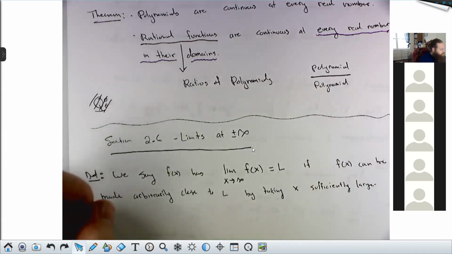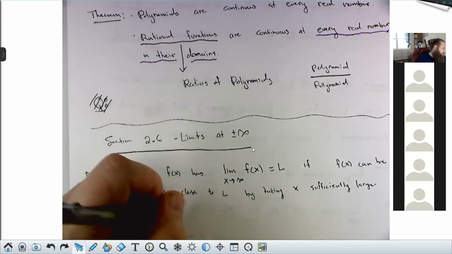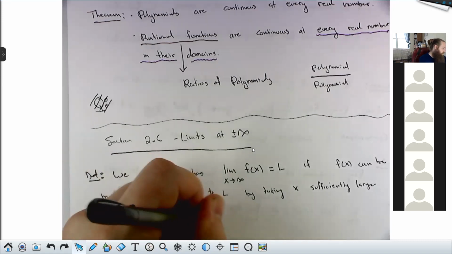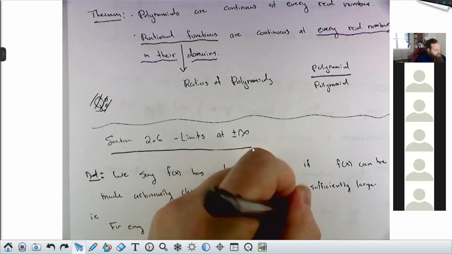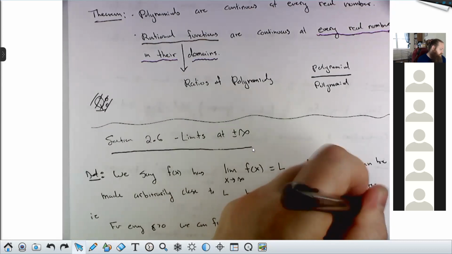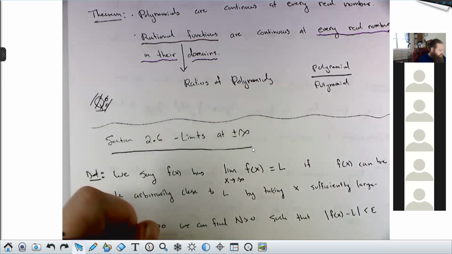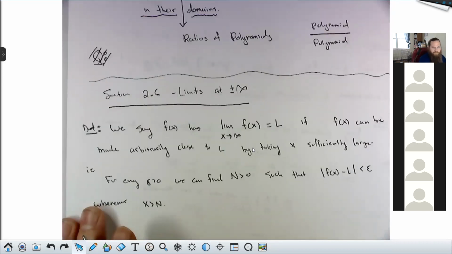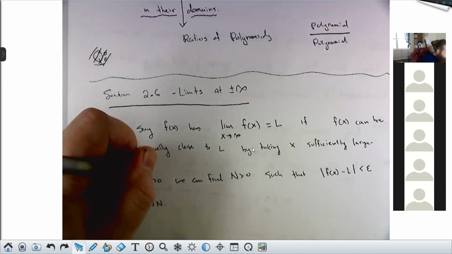The more rigorous definition would be: for every epsilon greater than 0, we can find N greater than 0 such that the absolute value of f of x minus L is less than epsilon whenever x is bigger than N. So it's a little bit different than the limit at a finite value. This looks sloppy. This is epsilon.